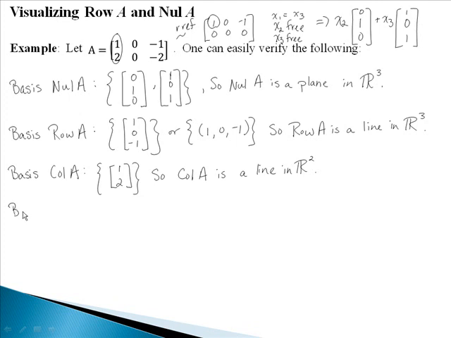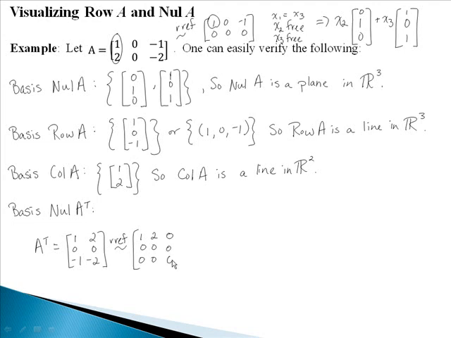And now let's look at a basis for the null space of A transpose. So we'll come down here and write down A transpose, which is going to be 1, 0, negative 1, 2, 0, negative 2. When we row reduce it, we get this matrix here, and since we're dealing with the null space, we'll go ahead and add our column of zeros.